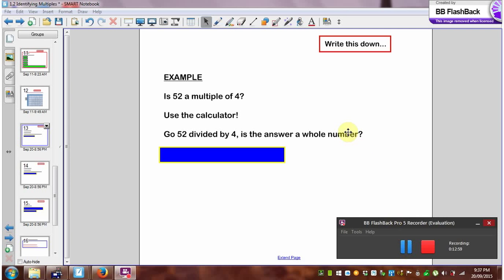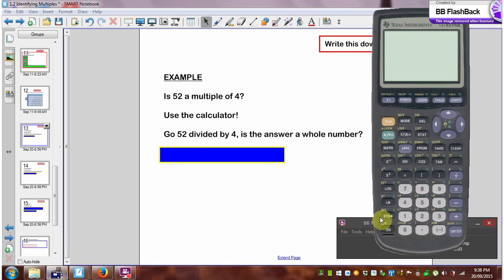Okay, so if you have all that written down, is 52 a multiple of 4? So we're going to use our calculator now. Turn our calculator on. I'm just going to clear up some room there. So is 52 a multiple of 4? All we have to do is put 52 divided by 4 into our calculator, and we press enter.